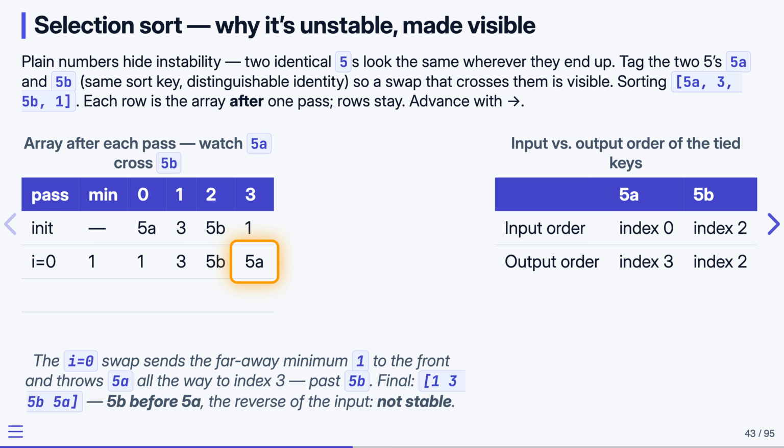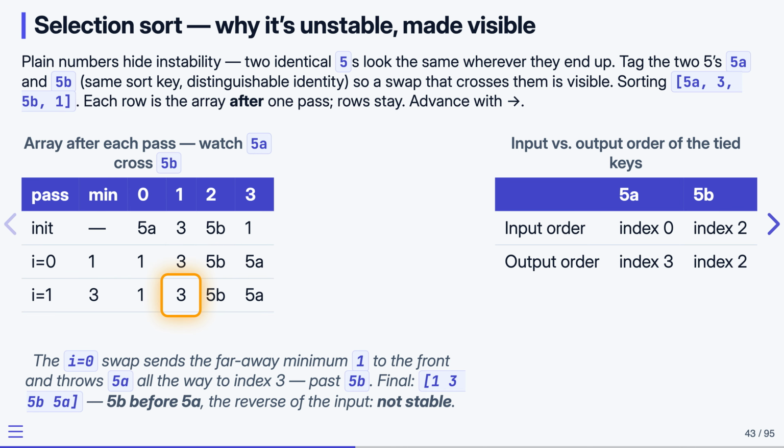Look what that swap did to 5A. The 1 came from index 3. So 5A was thrown all the way to the back, into index 3. That is the amber cell on the right. In the input, 5A came before 5B. Now it sits behind it.